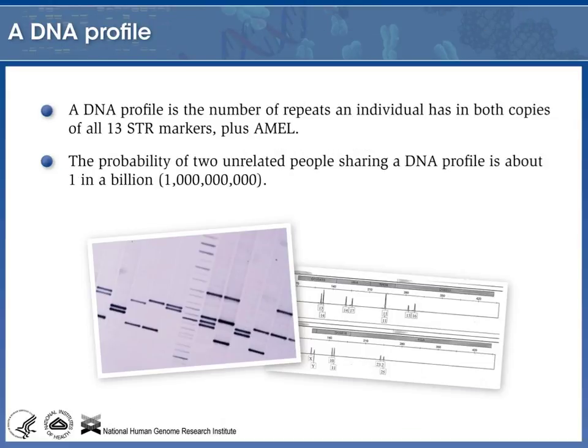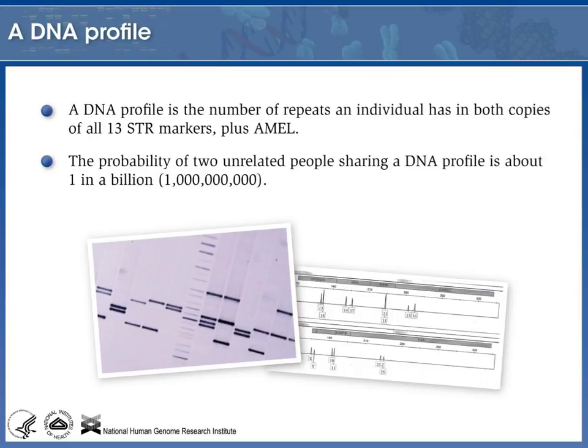So here's our DNA profile. A DNA profile is the number of repeats an individual has in both copies of all 13 STR markers. Like I said, 13, that's old. There are more markers now, or they use single nucleotide polymorphisms along the DNA, a bunch of those.